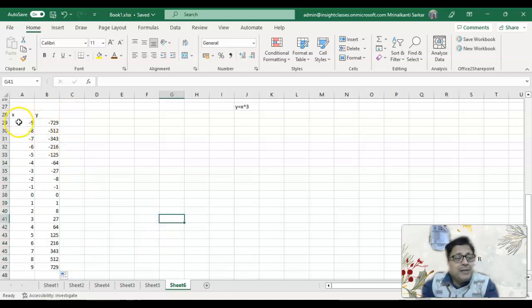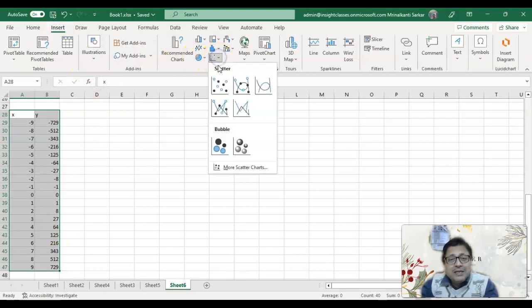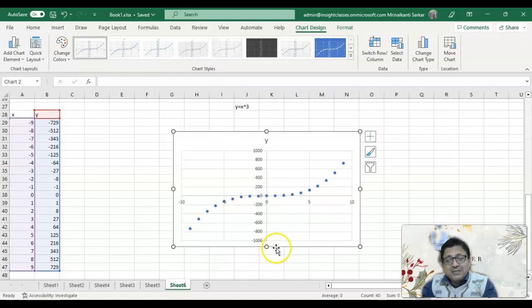Now plotting will be similar to before. If you have not converted to a table, then you keep it in this manner. So you select it now, insert this thing, say scatter diagram. This is the scatter diagram. It is showing x along the horizontal direction. This one is along the y axis. So the values are shown there.